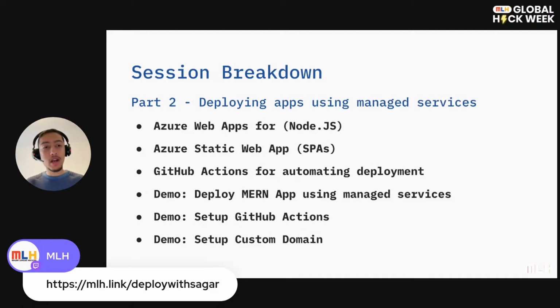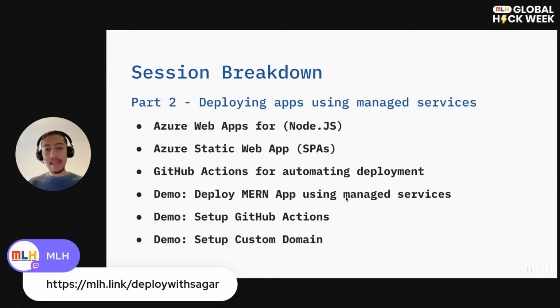Then we moved on to part two, where we used managed services instead of using VMs ourselves. We used Azure Web Apps for our backend and Static Web Apps for our React application. And then we also automated the entire deployment process using GitHub Actions. All of those were automated, and the managed services took care of a lot of things that we needed to do by ourselves otherwise.